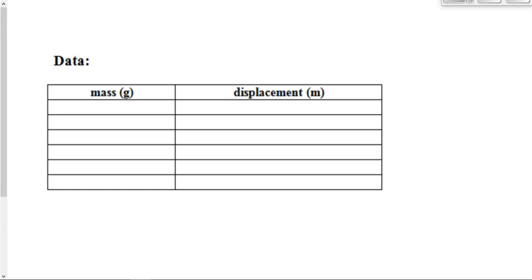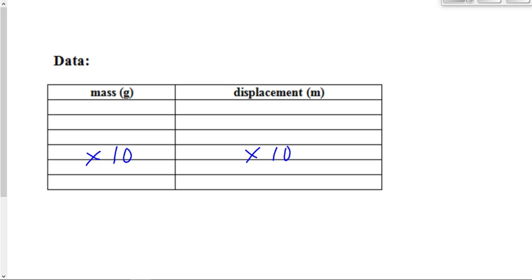Your data table will look like this, or at least something like this. I've got mass in grams and displacement in meters. You may automatically convert the grams to kilograms and record it in kilograms. That's fine. You may record the displacement in centimeters and then convert it to meters later on. That's fine. I don't care. If this was a test, you could record the data in whatever units you want, meters, centimeters, grams, kilograms, as long as you specify the correct units. You're going to have 10 trials with 10 different masses, and then 10 corresponding displacements.